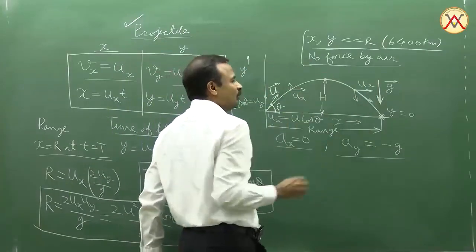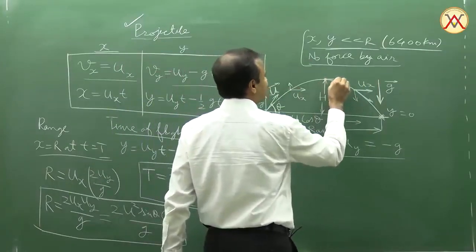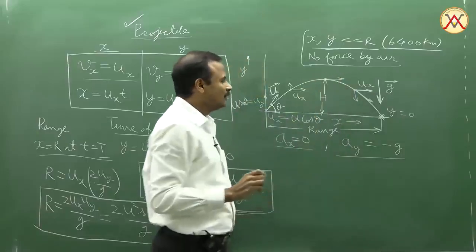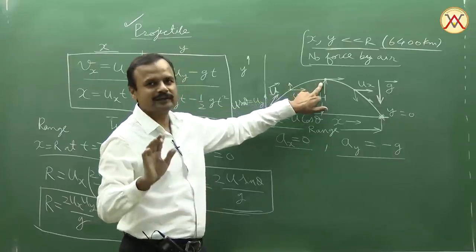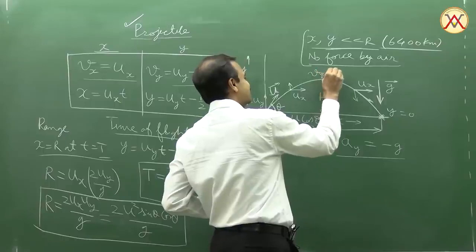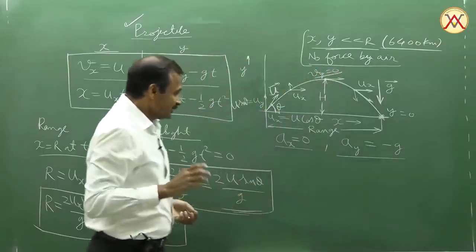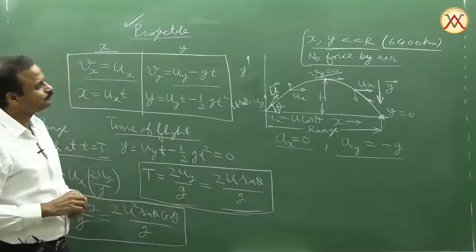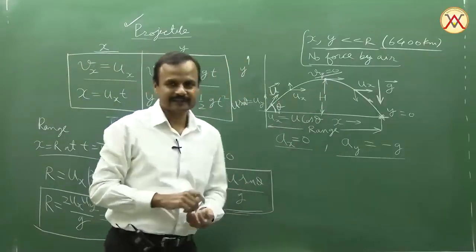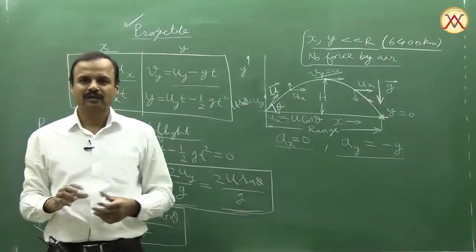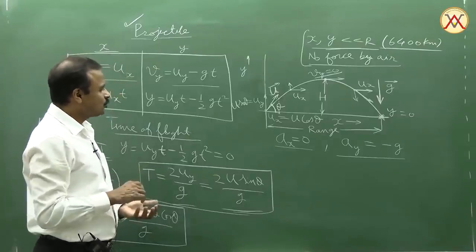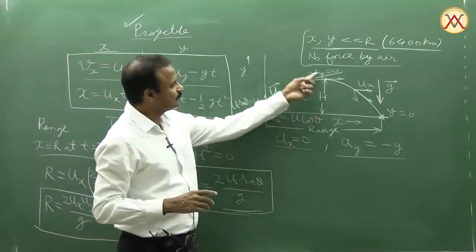What is happening at the highest point? If you draw the tangent, you will realize that the velocity is horizontal. That means the y component of velocity at the highest point simply vanishes. Vy at this point is 0. So we have got one important feature of the highest point: at the highest point of projectile motion, the y component of its velocity is 0. Now how to find the maximum height?